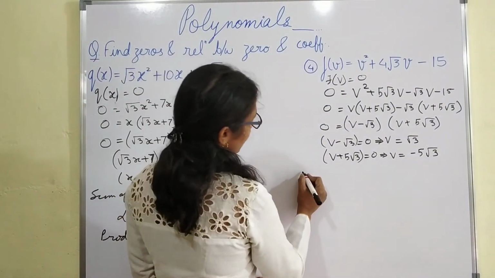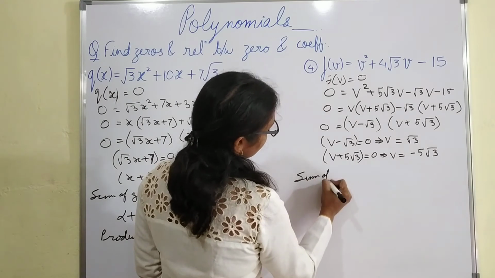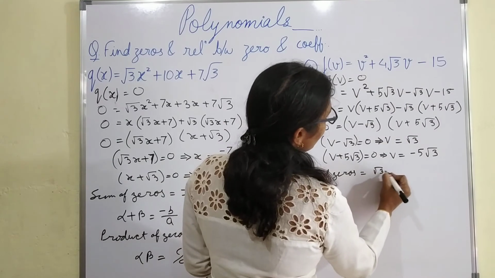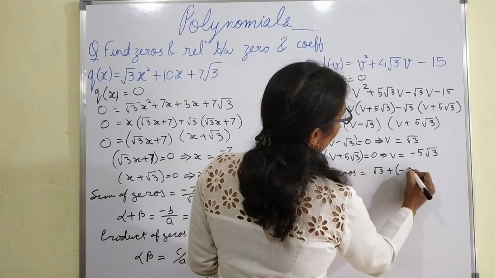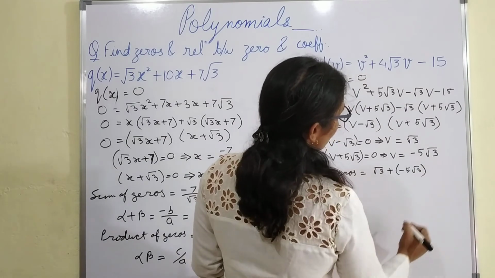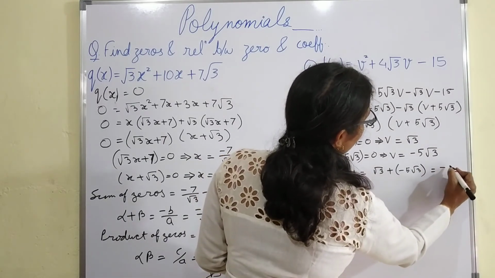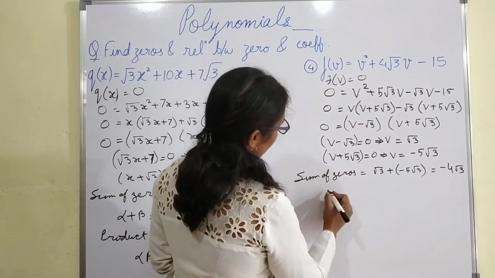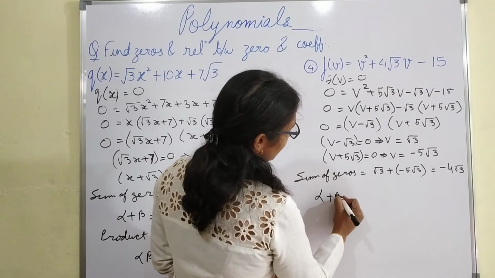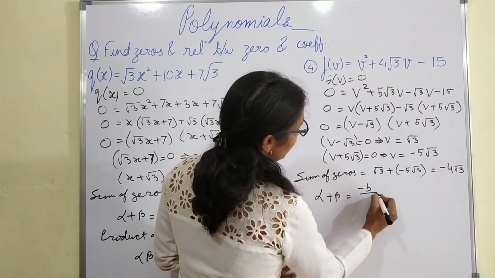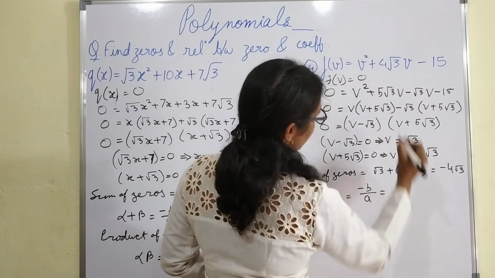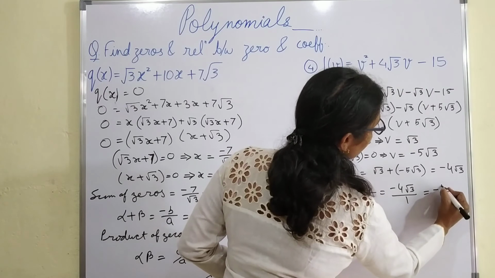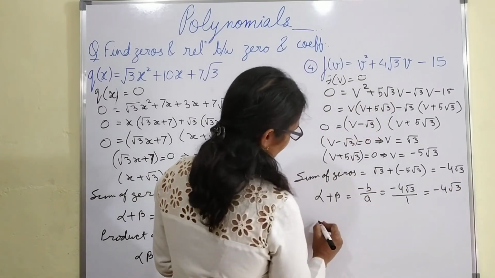Okay. Now sum of the zeros. Sum of the zeros: root 3 plus minus 5 root 3. So it will be minus 4 root 3. Okay. Now sum of the zeros means alpha plus beta equals minus b upon a. So minus b upon a is minus 4 root 3 upon 1, so minus 4 root 3.